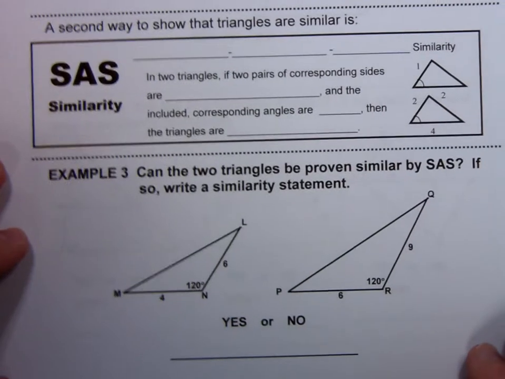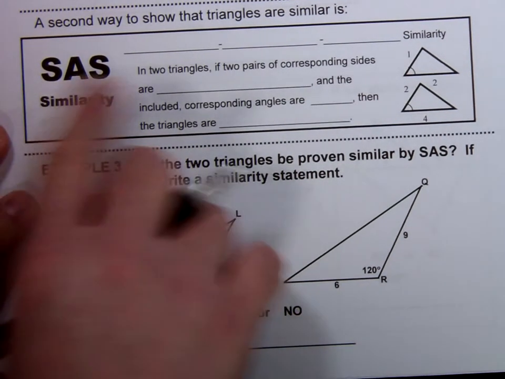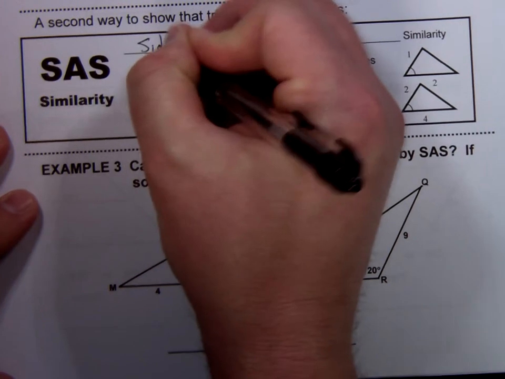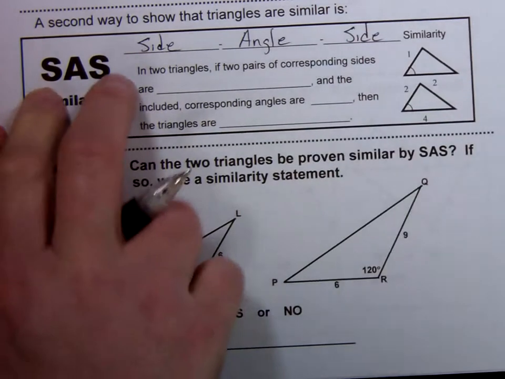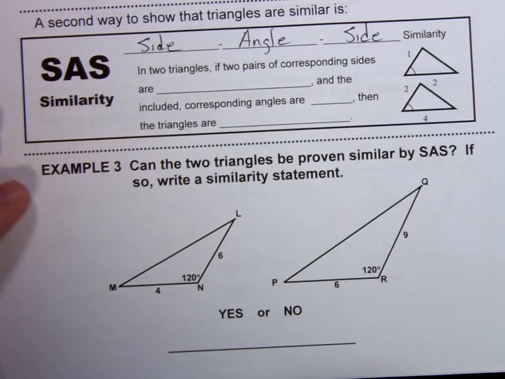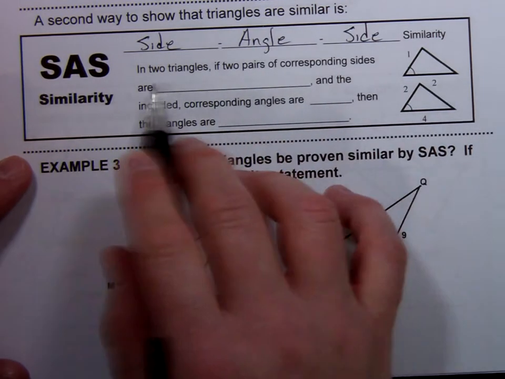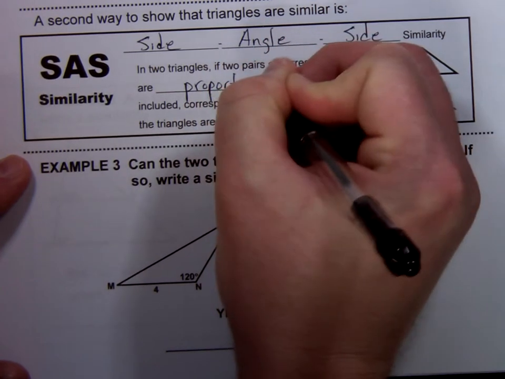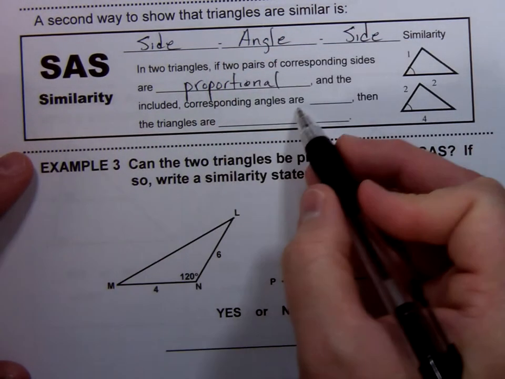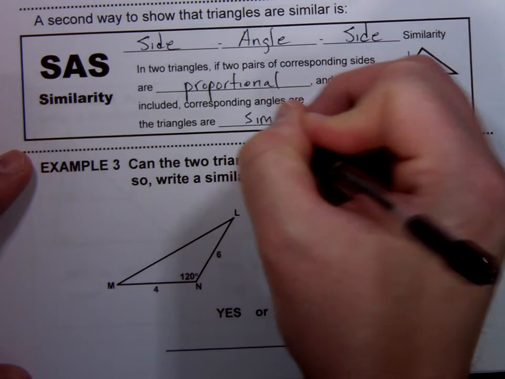Alright, so we've talked about angle-angle as one way to prove that triangles are similar. A second way to show that triangles are similar, written like this, is side, angle, side similarity. Each S stands for the word side, each A stands for the word angle. In two triangles, if two pairs of corresponding sides are proportional and the included corresponding angles are congruent, then the triangles are similar.